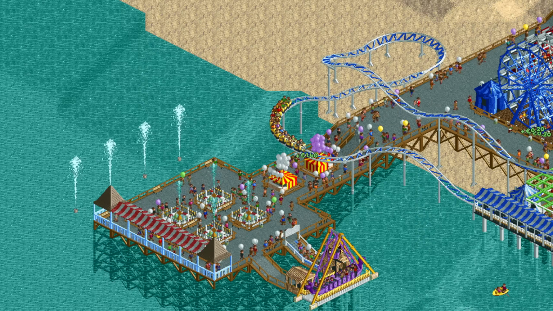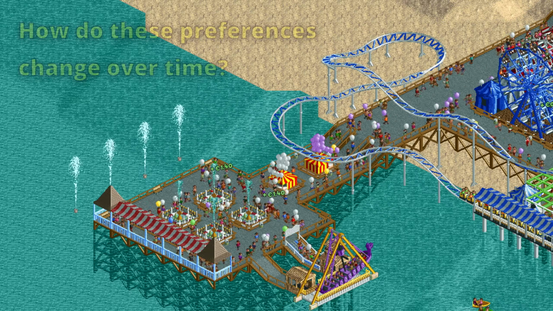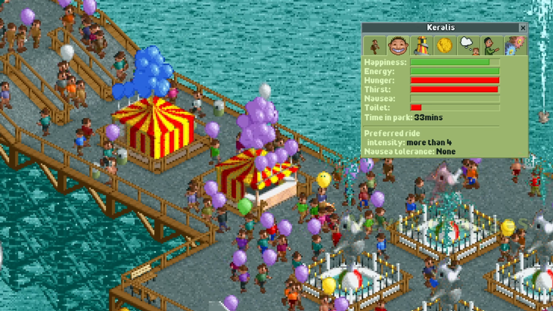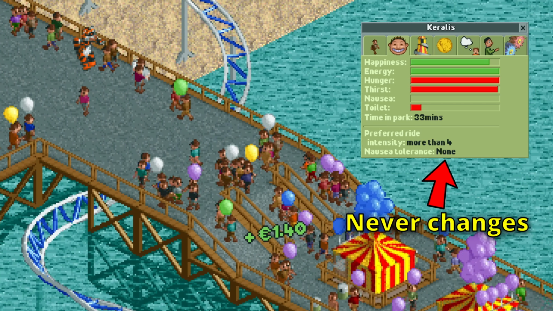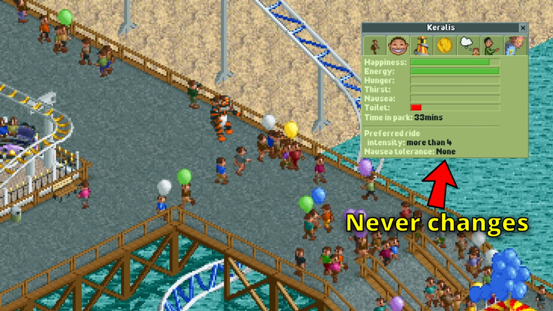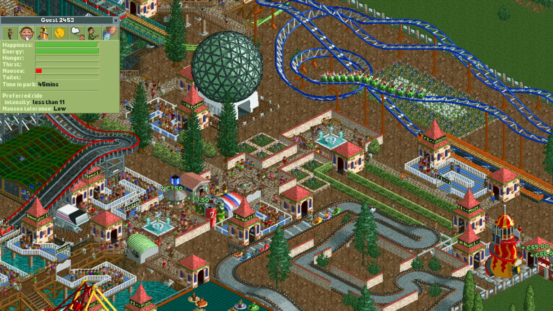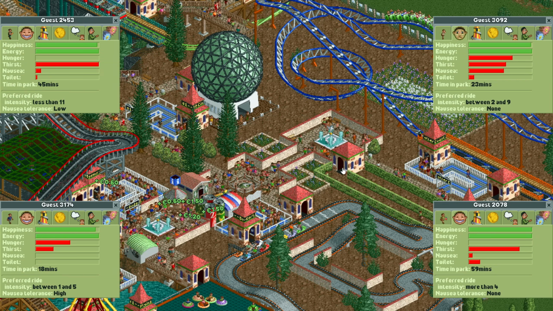With the distributions all discussed, we have now arrived at the question that inspired me to make this video. How do these preferences change over time? The nausea tolerance is set in stone and will never change, but the intensity preference will increase as the guest goes on more rides and builds up the courage to go on even scarier ones. There are only 5 possible ranges for guests to spawn with, but if you click on some guests in a random park, then you can see all kinds of different ranges, such as less than 11, between 2 and 9, between 1 and 5, and also still the good old more than 4.